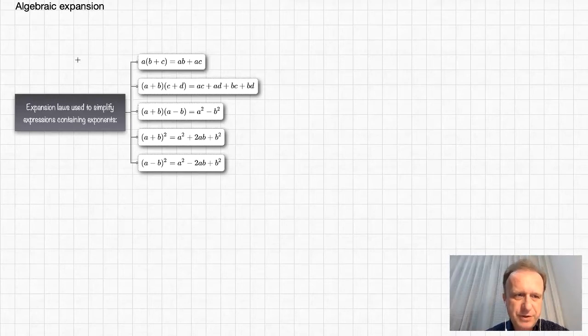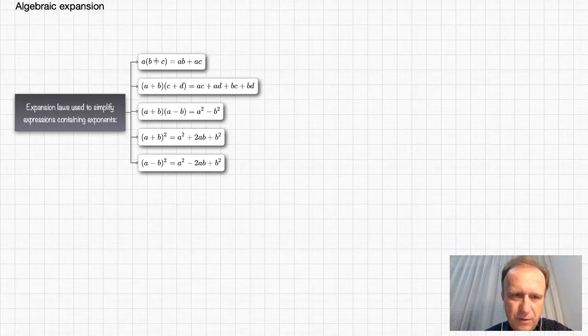Algebraic expansion. So we will start today with some algebraic laws that you should already be familiar with. These laws are going to be used today in the exercises, and these variables here, a, b, c, and d, will many times be replaced by exponents, or actually the powers with exponents. Okay, so let us review this material.